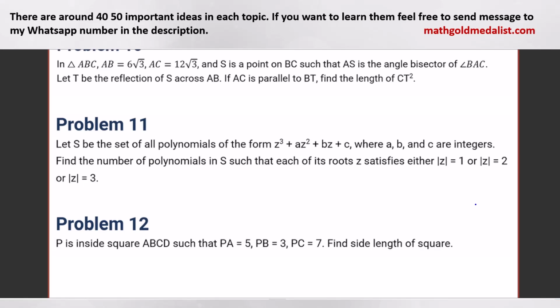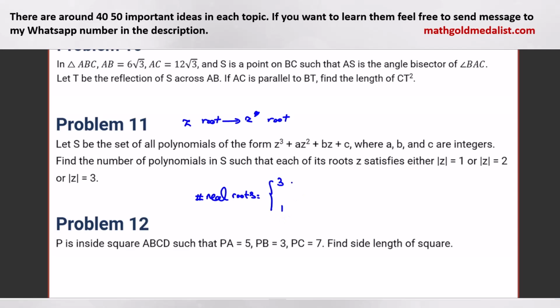For problem 11, you should consider that because the degree is 3, the number of real roots can be 3 or 1. It cannot be 2. Why? Because when we have one complex number that is not a real number, its conjugate is also a root. So if z is a root, z conjugate is always a root also. We can use this. So we have 2 non-real roots and 1 real, or 0 non-real roots and 3 real.